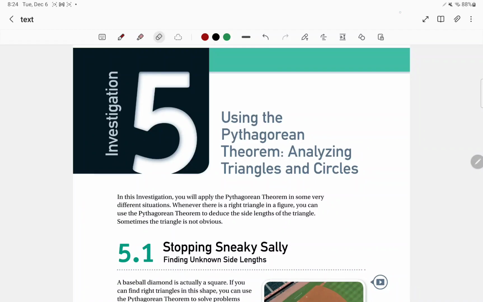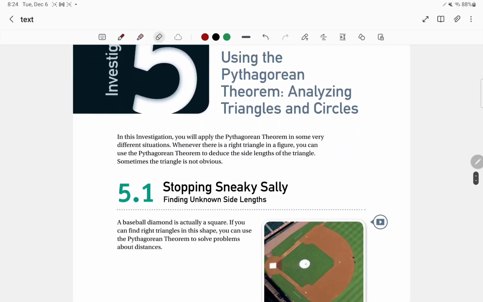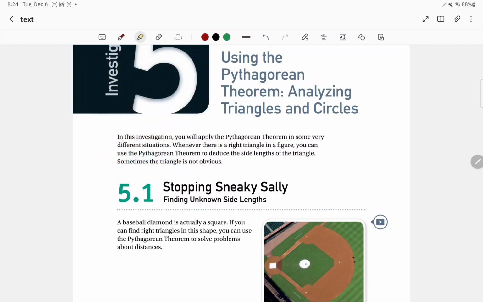In this video, we're going to be taking a look at investigation 5, more specifically problem 5.1, Stopping Sneaky Sally. Now, we have looked at the Pythagorean theorem. This entire unit has been all about leading up to the Pythagorean theorem and how it's used. It's of huge importance in the mathematical community to solve real-life problems. And today, we're going to be looking at baseball.